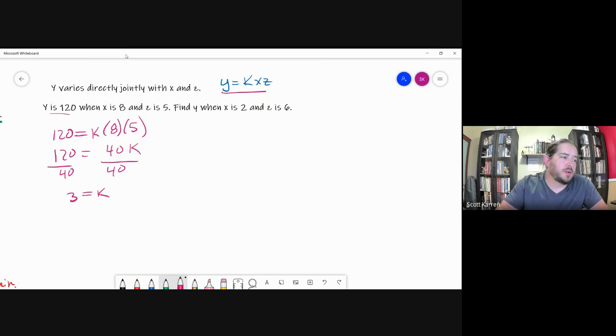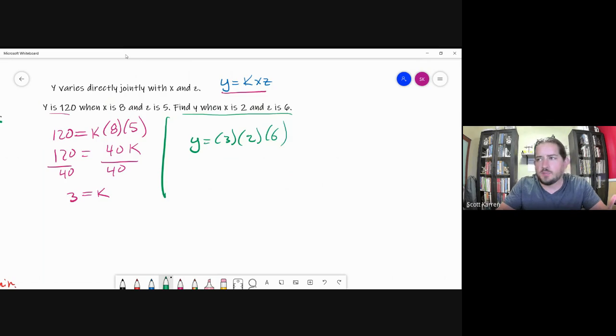Now, the next part of it says find y when x is 2 and z is 6. So y equals k, which is 3, multiplied by x, which is 2, multiplied by z, which is 6. And I just multiply this all together, and I end up with 36.